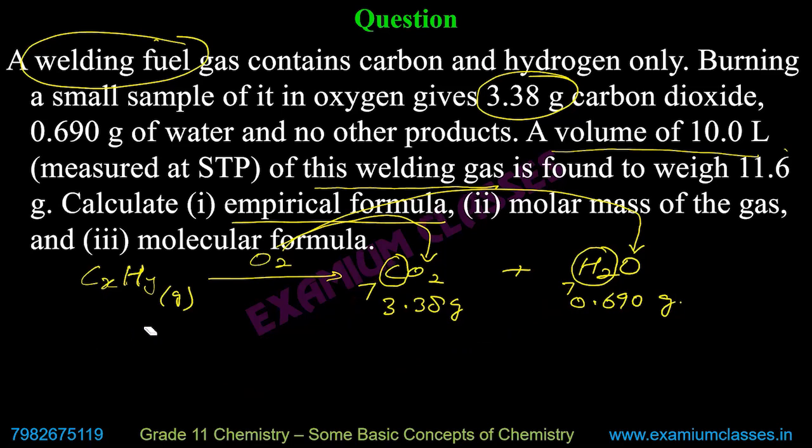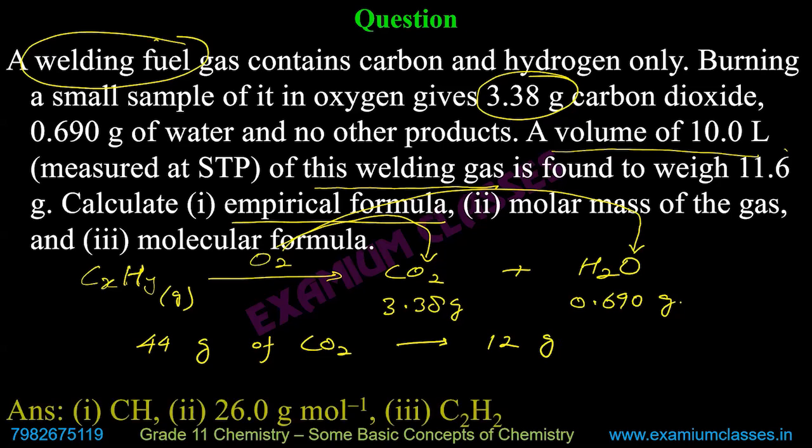How? Because we can calculate how much carbon is there in 3.38 grams. We know the relationship that in 44 grams of carbon dioxide, carbon is 12 grams. Is that clear to you or not? Yes, sir.